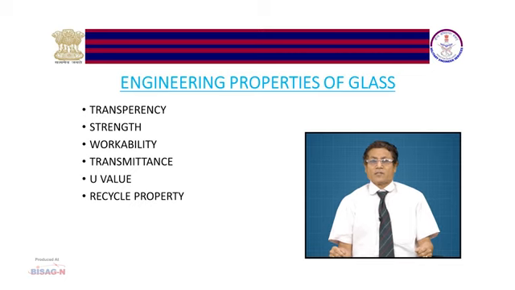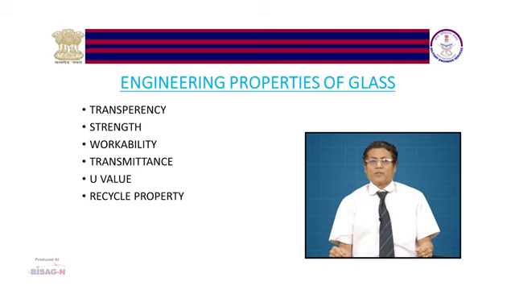Now, the strength of glass depends on the modulus of rupture of glass. In general, glass is a brittle material, but by adding some admixtures and laminates, it can be made strong also. Workability: glass can be molded in any shape and it can also be blown through melting. Next one is transmittance. The visible fraction of light which is passed through glass is the property of visible transmittance.